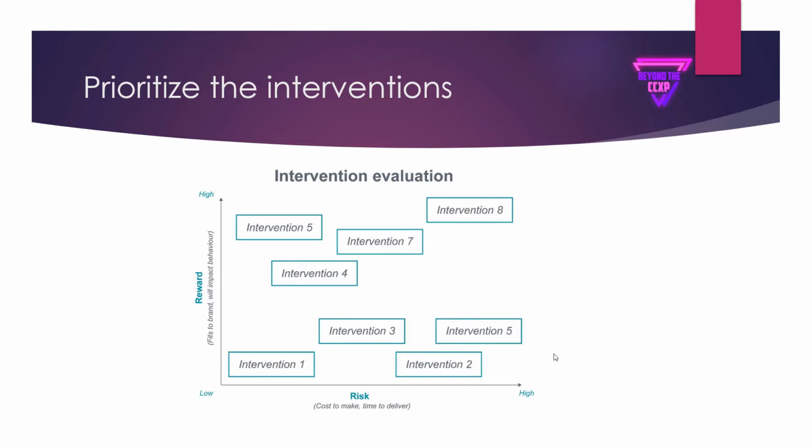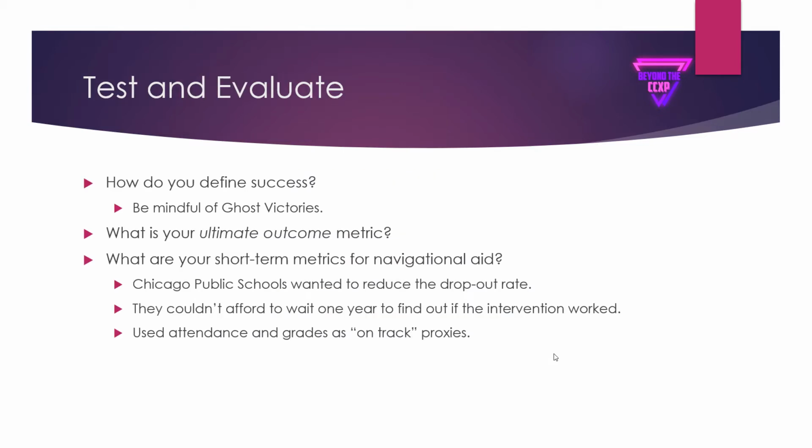So you want to look at them in terms of what the impact is going to be versus what the cost is. In this book they talk about it as reward and risk, but essentially that's one way of doing it. This is simply a basic prioritization matrix, and that would allow you to finally land on what interventions are going to be feasible to go forwards with, and then you simply test and evaluate. So how do you define success?